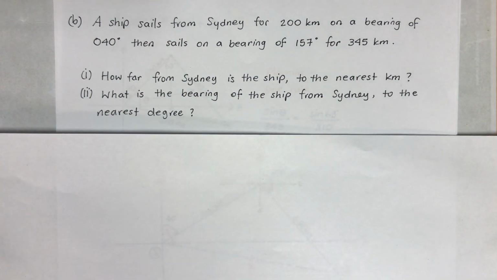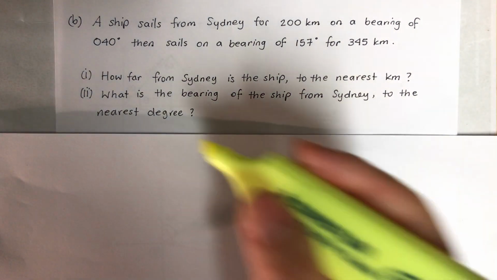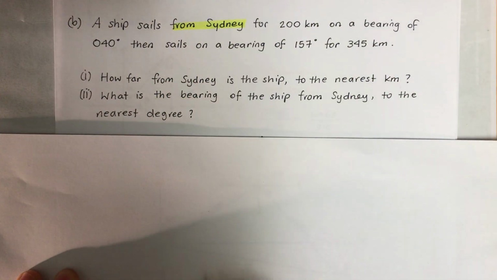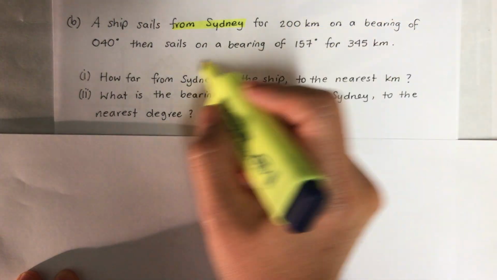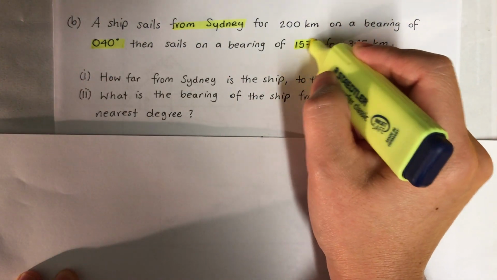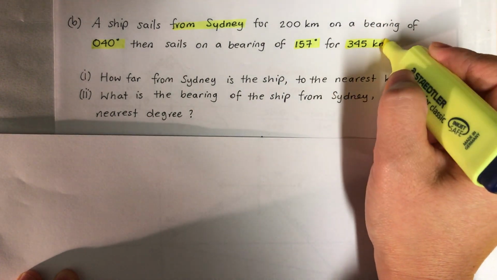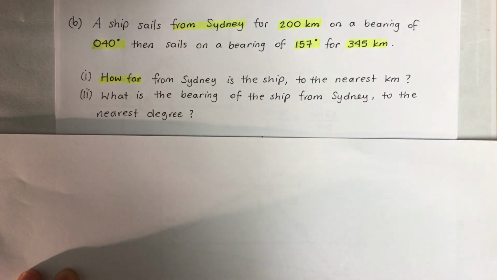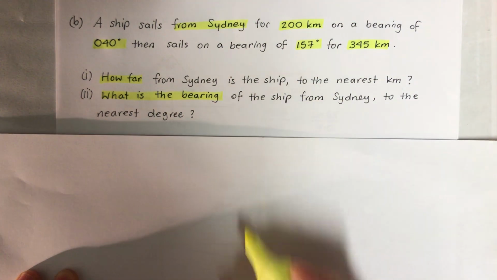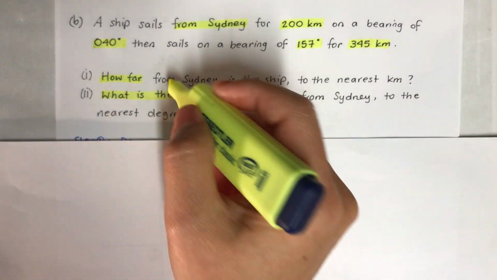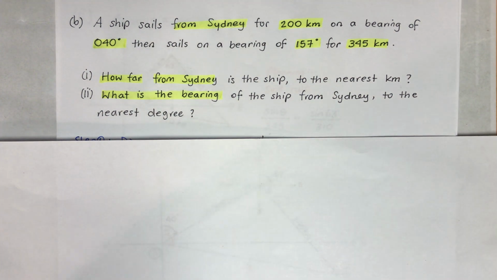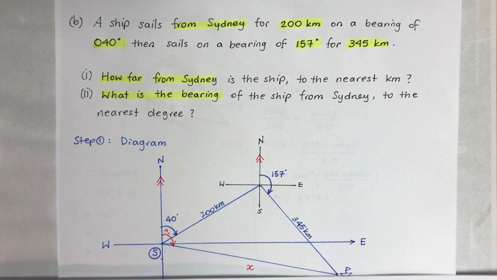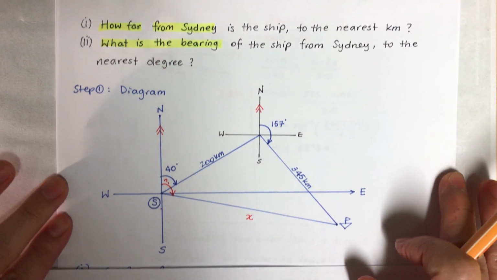Okay, again I'm going to highlight this. From Sydney, that's my starting point for my bearing question. 40 degrees and 157 and 345 kilometers, 200 kilometers, and then how far, that's a distance, and the next one is what is the bearing, from Sydney. So I've done that, and the first step is always the diagram. So I'm just going to show you the diagram I've done.